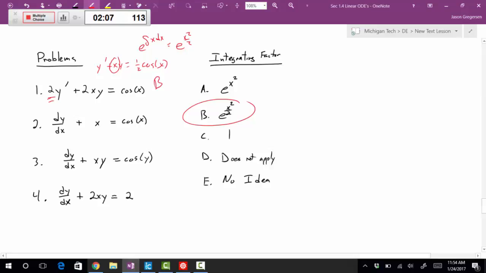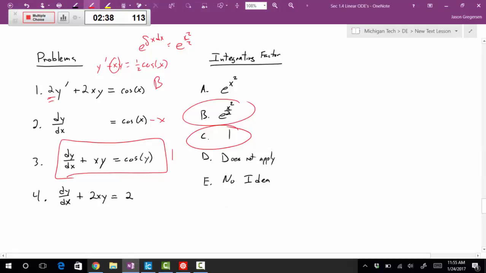What about the next one? I'm looking for the coefficient of the dependent variable. The dependent variable is y. There is no y term, right? Really what I would do is subtract that x over here to put it in standard form. The coefficient is 0. Integral of 0 is 0. e to the 0 is 1. Go ahead and use this if you want, but it doesn't really do anything. It's not really what we would do. If you want to call that the integrating factor, great. What about the next one?